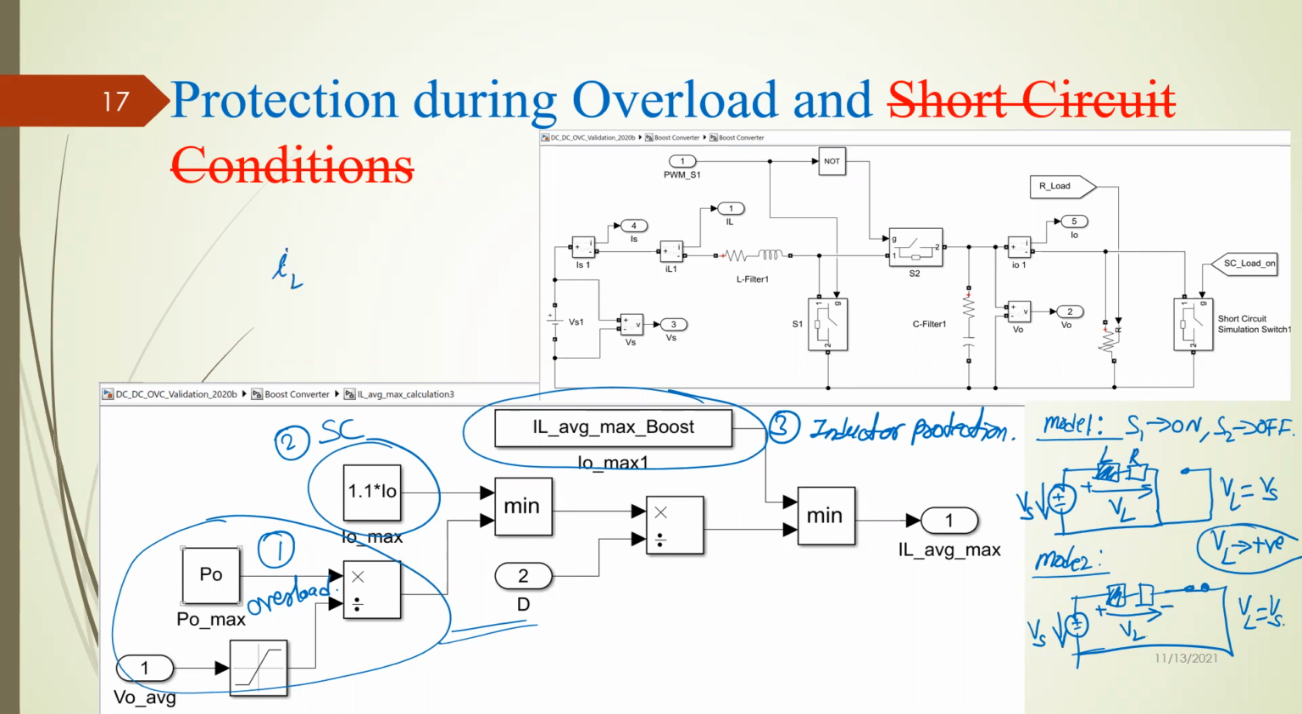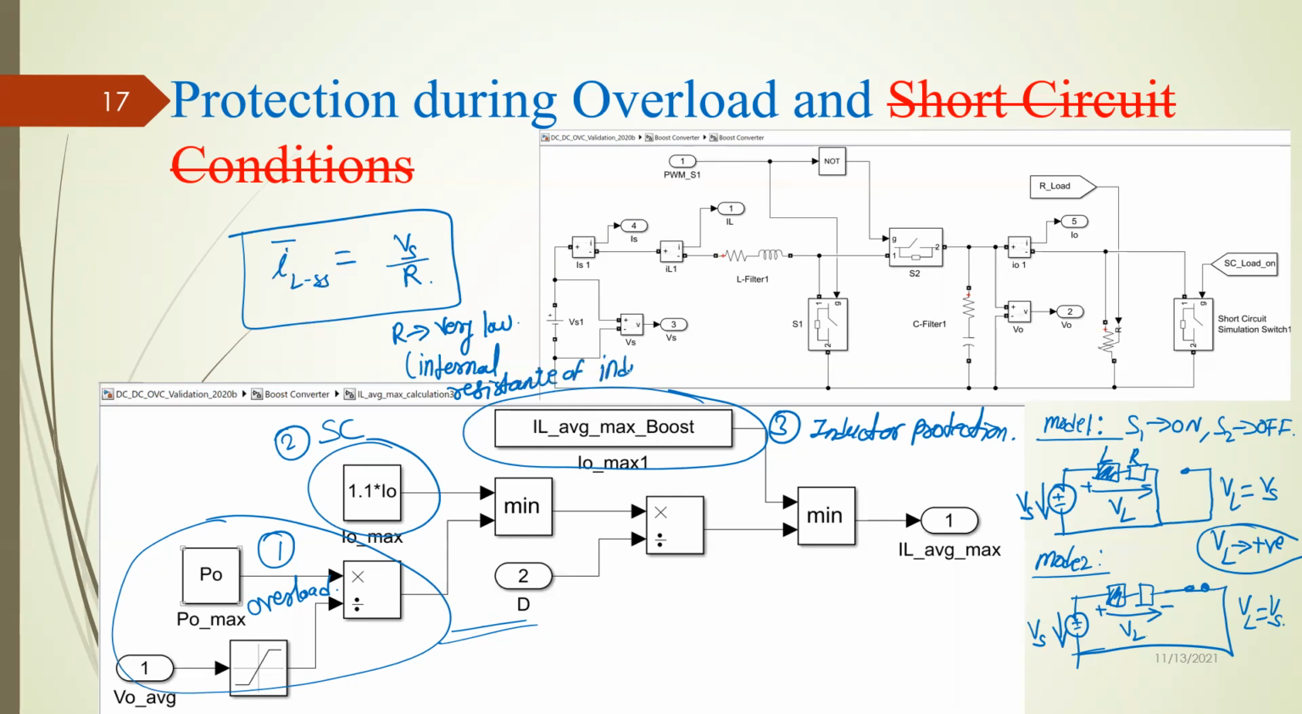So your IL steady state will be basically equal to VS over R, which is a very high value because this R is very low, because it is an internal resistance of the inductor, which is always very low. Okay, so that is the reason we cannot protect our boost converter during the short circuit on the load side.